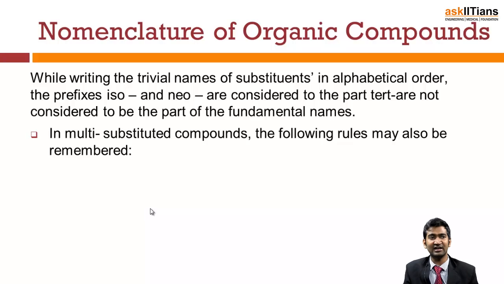And if you write the trivial names, the common names, again you have to maintain the alphabetical order, and you add prefixes like iso, neo to that part. But if I write the IUPAC name, that is not necessary. That's why you will never see iso, neo, tertiary in an IUPAC name. These are the common naming structure, not the IUPAC naming.